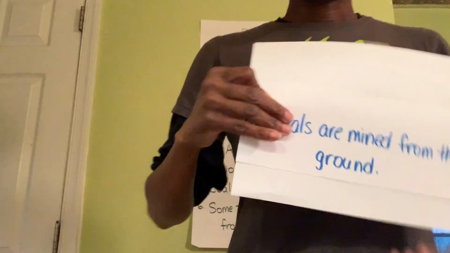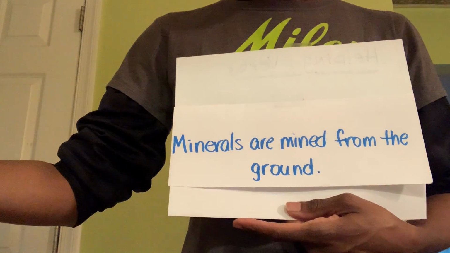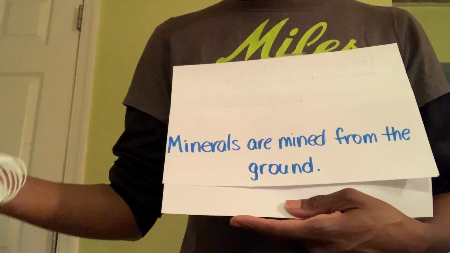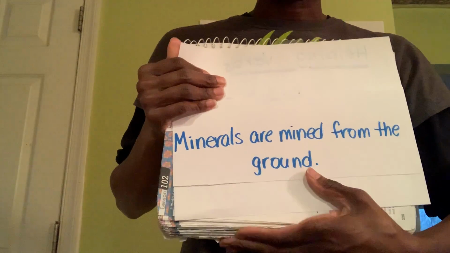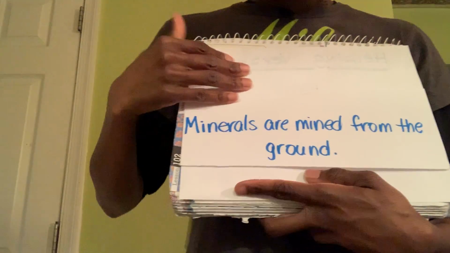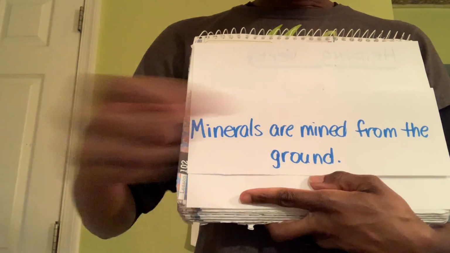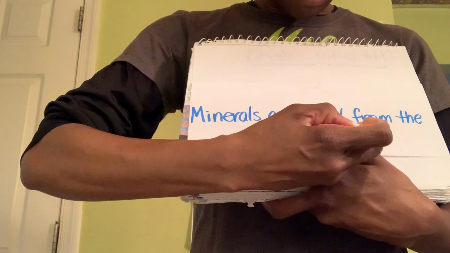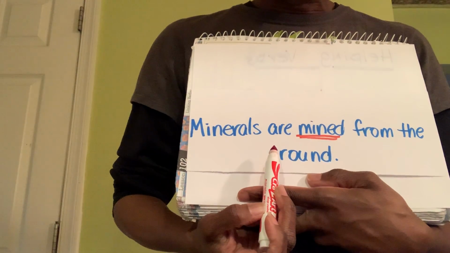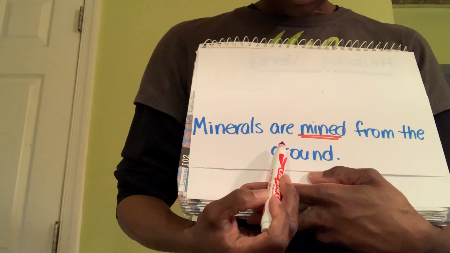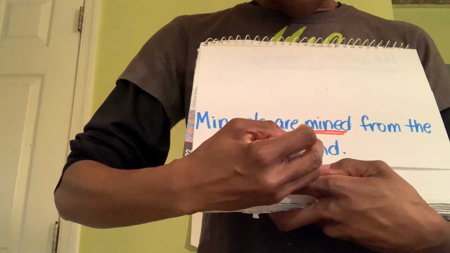All right, well, let's take a look at this sentence right here. Minerals are mined from the ground. Now first we look for an action verb, and if you look closely, you can say, oh, yeah, I see one right here, mined. But you might be saying, Mrs. Smith, I also see another word that we just discussed, the word are.